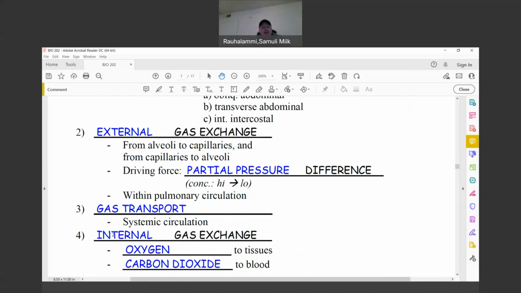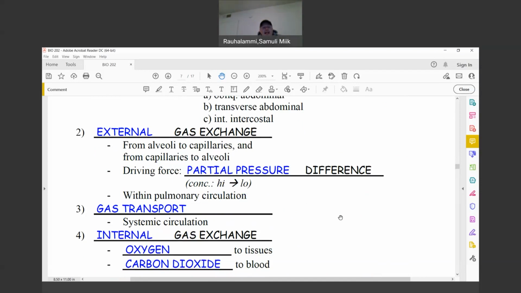Well, next, from the alveoli, we're going to see gas exchange. This is going to be external gas exchange, so that gives you a clue that we'll see the gas exchange again a little later. But external gas exchange refers to exchanging the gases from alveoli to capillaries and from capillaries to alveoli. And the driving force for this exchange of the gases was the partial pressure differences. So materials move from areas of high concentration to areas of low concentration.